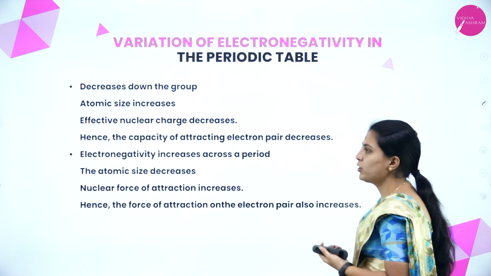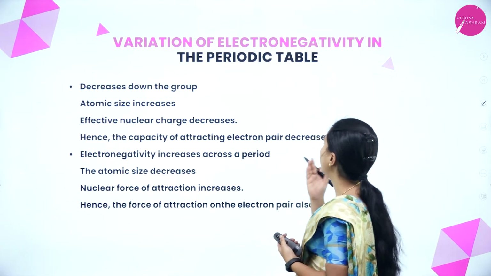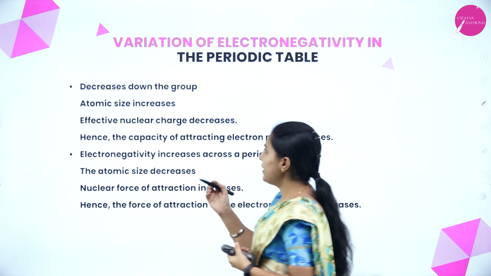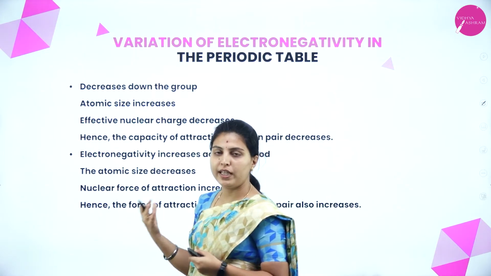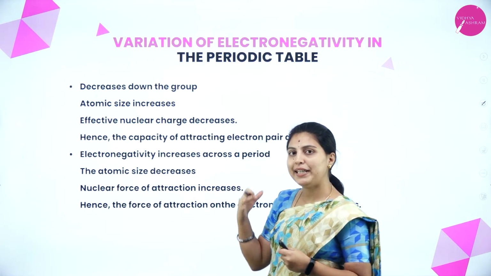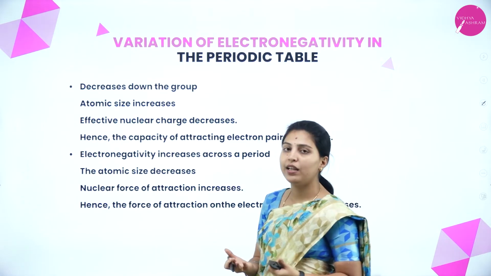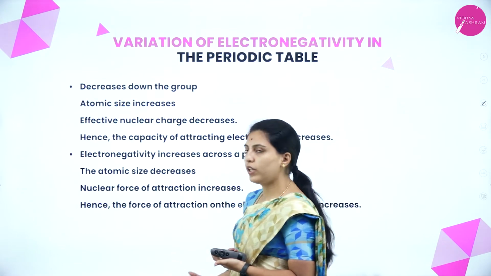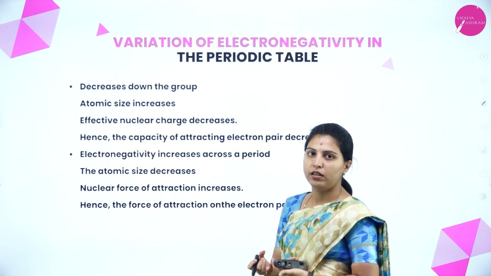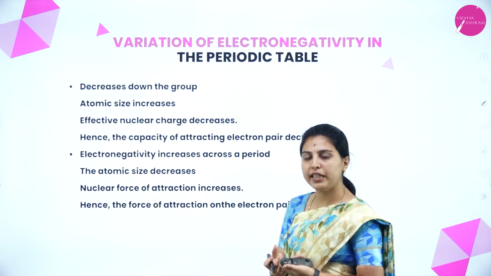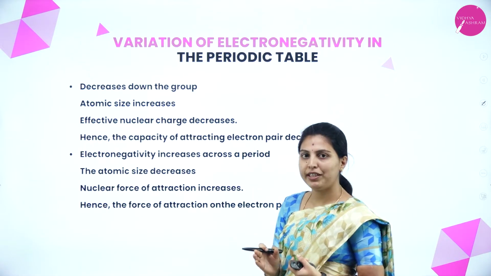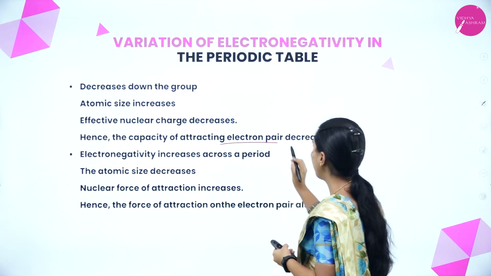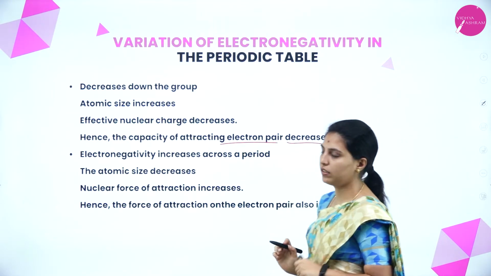Next we will see the variation of electronegativity in the periodic table. Electronegativity decreases down the group. Why? Same reasons: atomic size increases, the effective nuclear charge decreases. When the effective nuclear charge decreases, automatically electronegativity decreases. Hence the capacity of attracting the electron pair decreases.